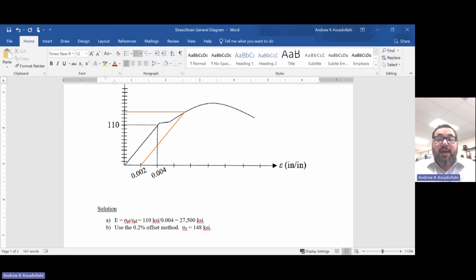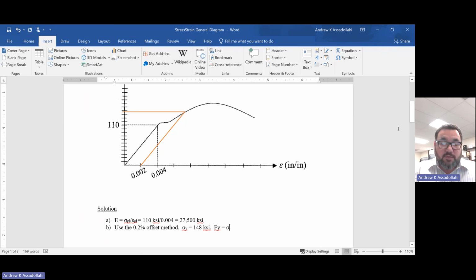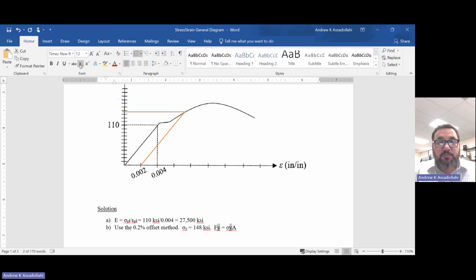But part B also asked for the yield force. So what's our relationship between force and stress? Well, we know that force, in this case I'm going to say F sub y for yield force, is going to be stress, so that's sigma y, times area. How do we know that? Obviously, stress is force divided by area, so I just cross multiply and I get force is stress times area. So that's where I know to write this.